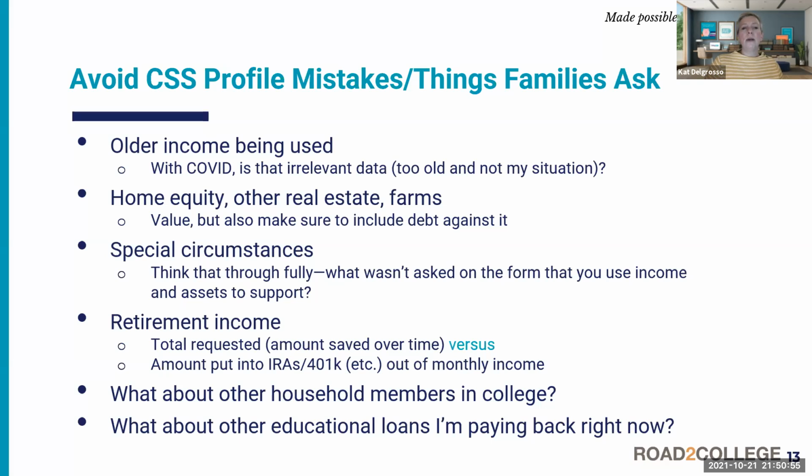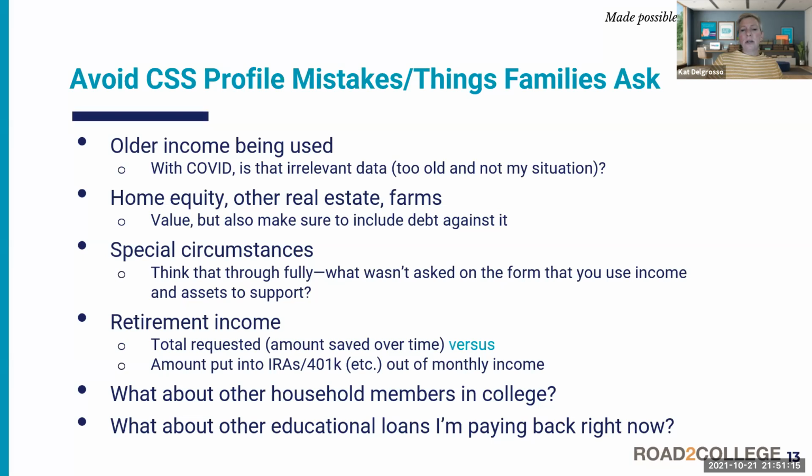The second item here is home equity. So make sure that you do include the debt against it and the other real estate and farms, because equity is the difference. You don't want just the value sitting there. You want the equity there, the value minus what you owe against it.